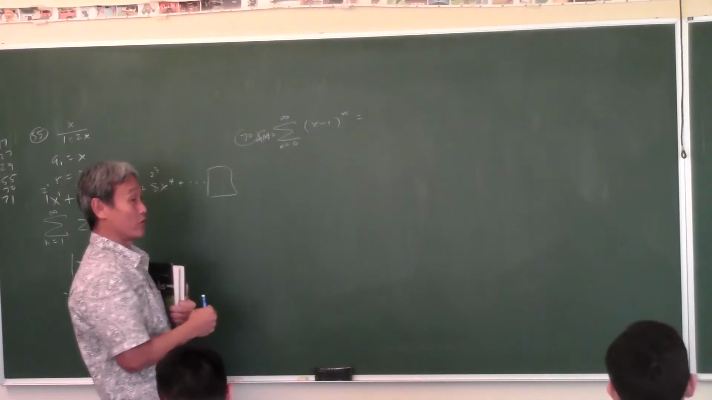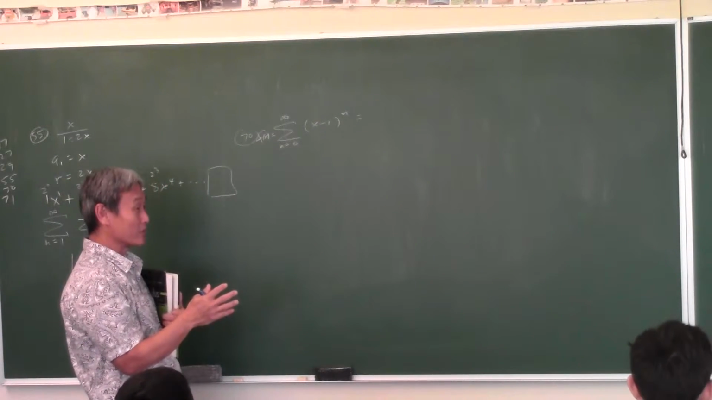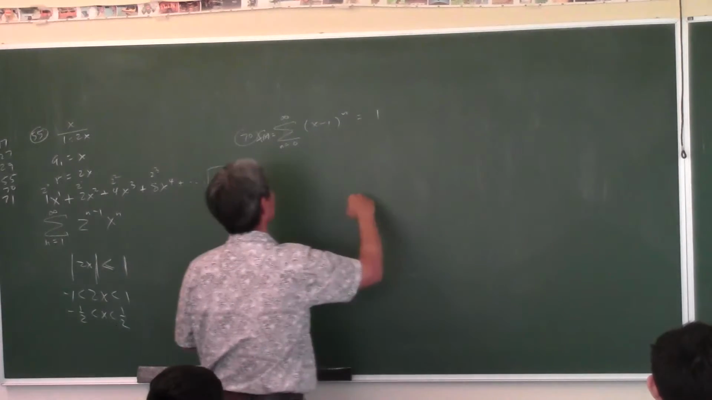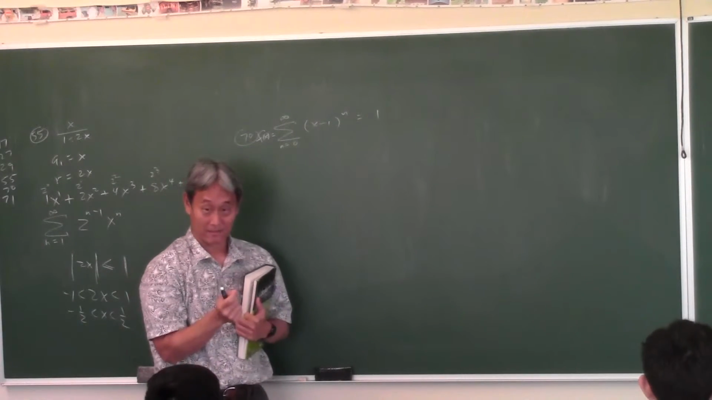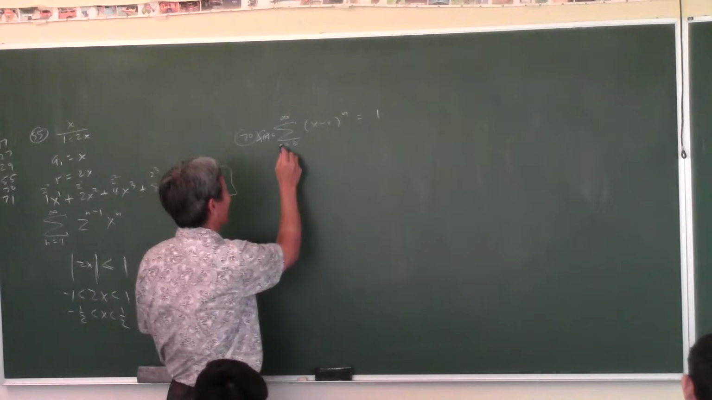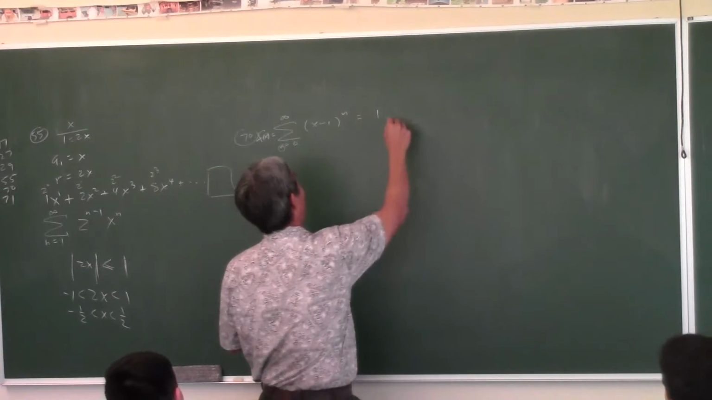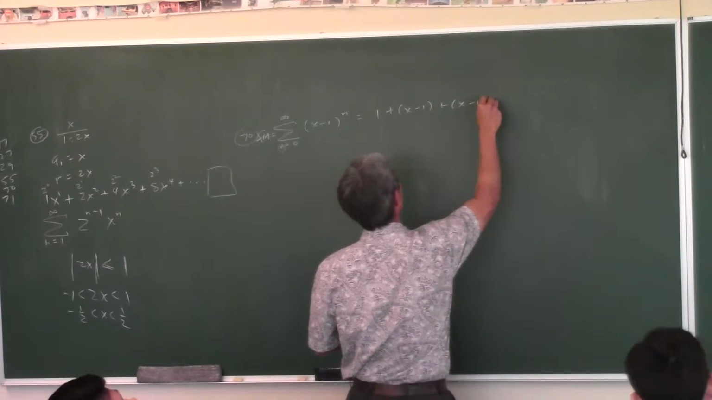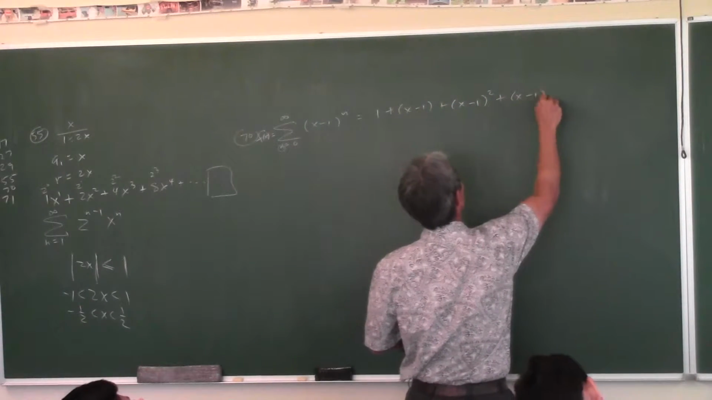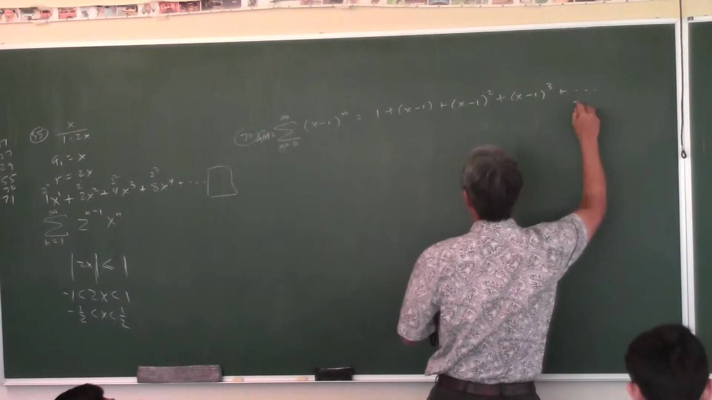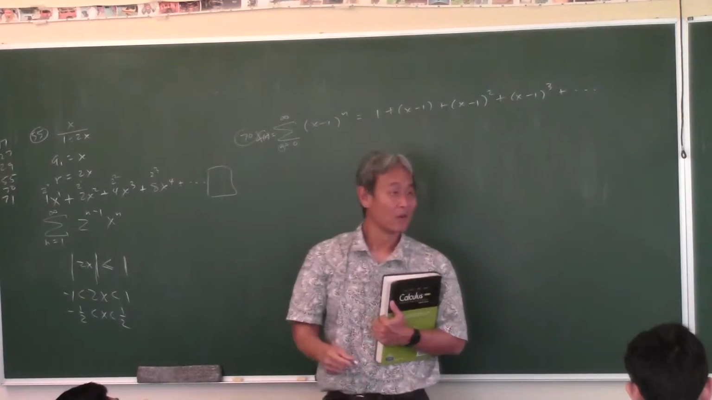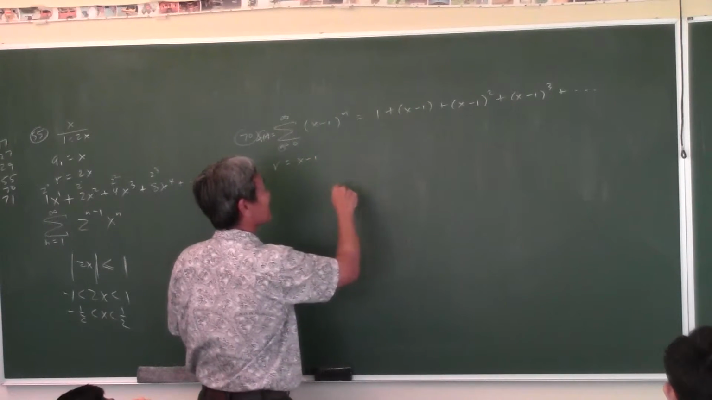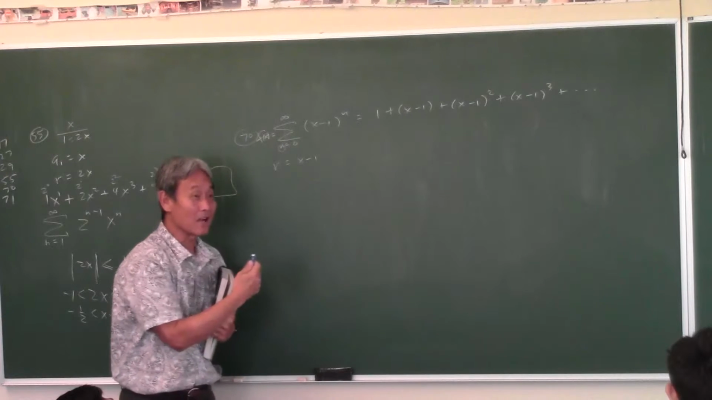However, for those of you having trouble, write out the first few terms. Plug in 0 for n, not x. Plug in 1, x minus 1. Plug in 2, x minus 1 squared. Plug in 3, x minus 1 cubed. In a geometric series, what's the common ratio? X minus 1. The thing in the parentheses is the common ratio.